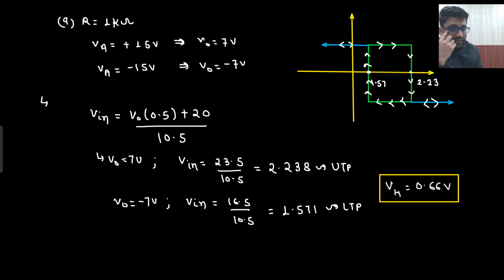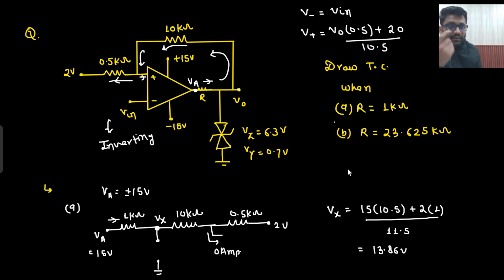So this was the first question. The second one is more interesting now. The second one is R equal to 23.625 kilo ohm. So you do the analysis on your own, you would be able to do it. You just need to put 23.625 kilo ohm here. So what will you get?